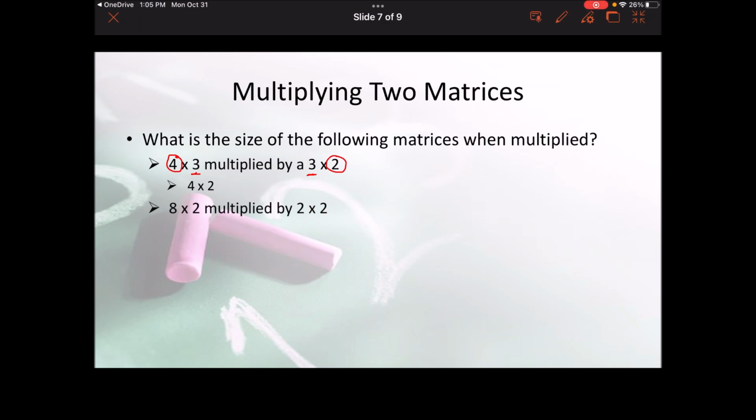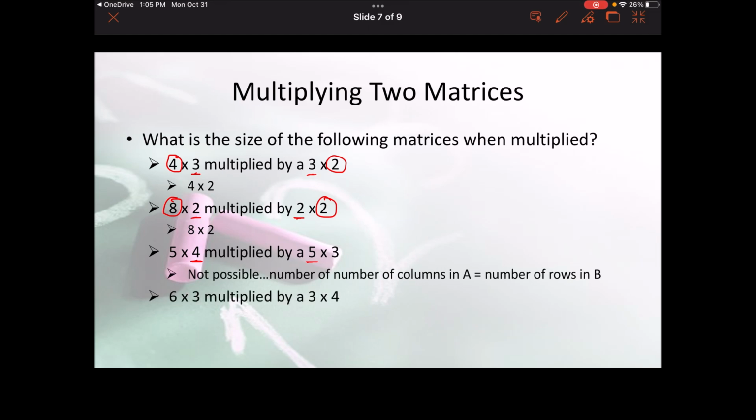What if we have an 8 by 2 multiplied by a 2 by 2? Well, since the number of columns in my first matrix equals the number of rows in my second, I can indeed multiply, and I'm going to have an 8 by 2 matrix as my answer. If we take a 5 by 4 and multiply by a 5 by 3, I cannot do this because the number of columns in my first matrix is not equal to the number of rows in my second matrix. So this one would not be possible.